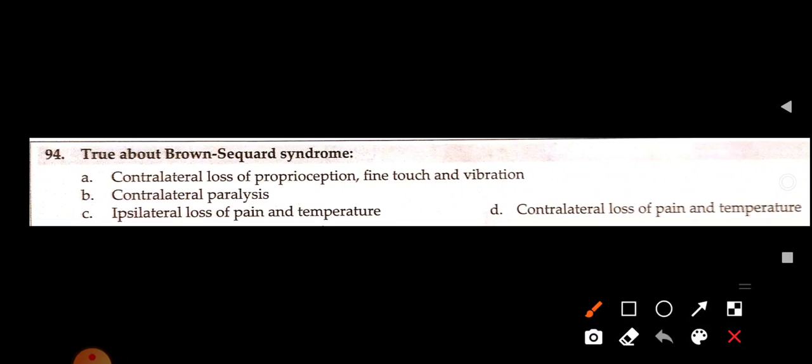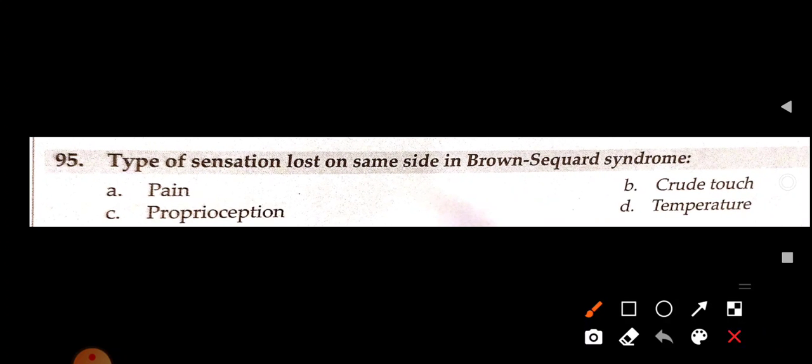Now, true about Brown-Sequard syndrome. Contralateral loss of proprioception, fine touch and vibration; contralateral paralysis; ipsilateral loss of pain and temperature; contralateral loss of pain and temperature. So in Brown-Sequard syndrome, we see contralateral loss of pain and temperature. And crude touch also we can say. Now, the type of sensation lost on the same side in Brown-Sequard syndrome is proprioception. In ipsilateral, there is loss of proprioception. Hope it's clear. Or we can say vibration and light touch are affected.